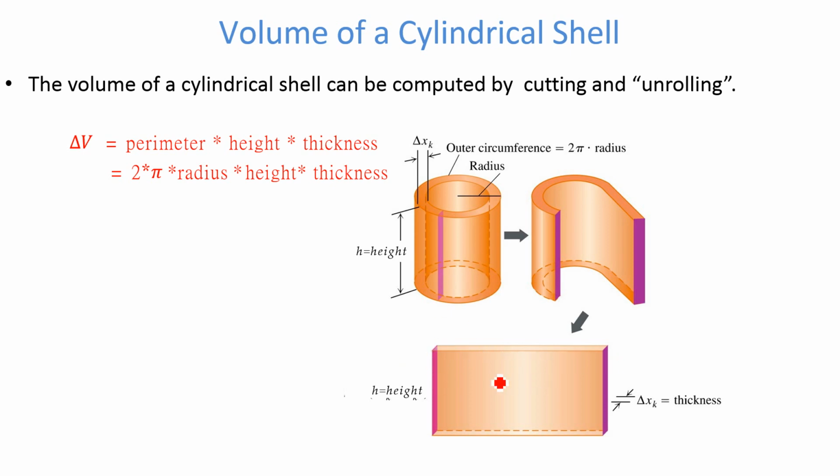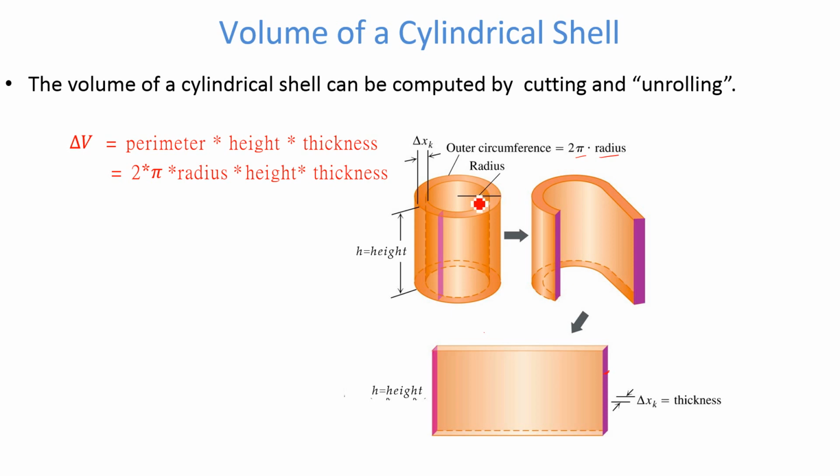So what is this length? Height is in fact the height of this shell, and this thickness is in fact the length of the interval, that is the width of the rectangle. And what is this length? This length is actually the outer circumference of this circle, right? So what is the value of the circumference of a circle? This is equal to 2 pi multiplied by the radius.